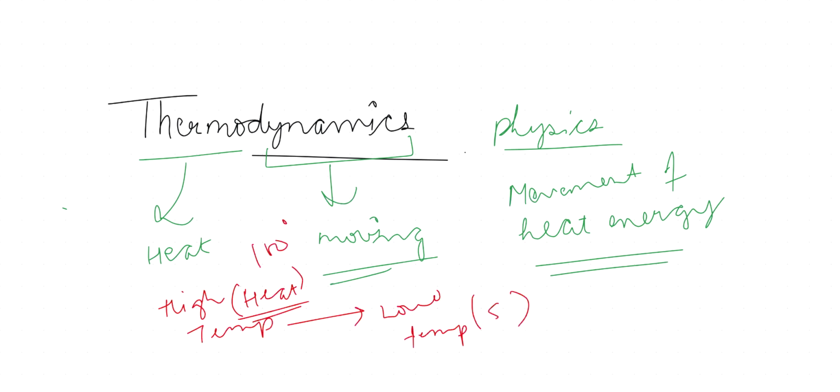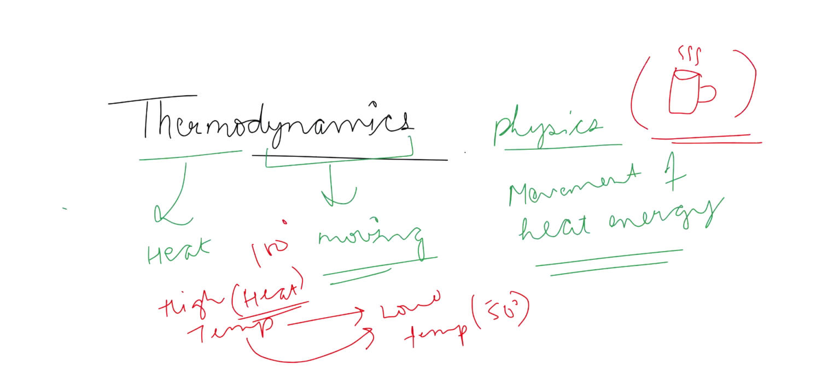We can take the example of a hot cup of tea. The surrounding environment temperature was less than that of the cup of tea. The tea is hot inside the cup, so the heat flows from the inside of the cup to the outside, reducing the temperature of the tea. Okay, so now we will study some laws of thermodynamics.